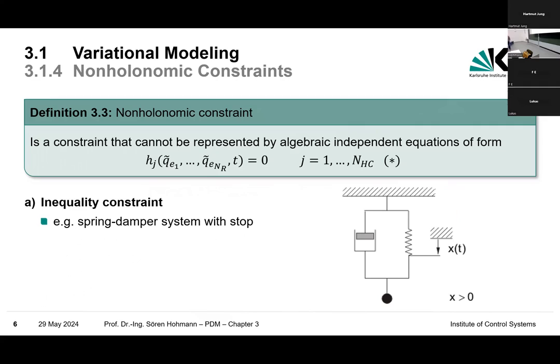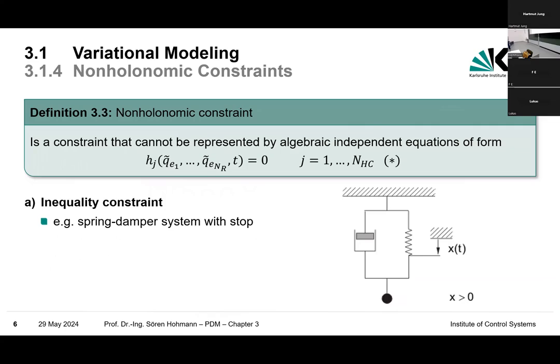Then we see so-called non-holonomic constraints also. This is the second, and the definition is a little bit strange. It's as follows: these constraints cannot be represented as an algebraic relation. It can't be represented in such a form. I want to give you examples, so what do we have in mind?